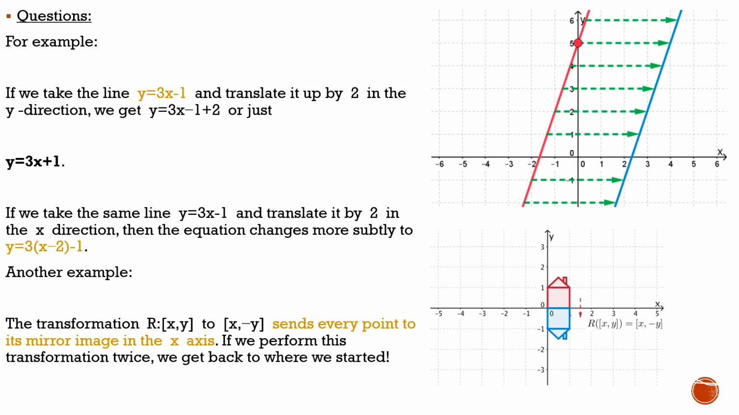Another example, the transformation r(x, y) = (x, -y) sends every point to its mirror image in the x-axis. If we perform this transformation twice, we get back to where we started.